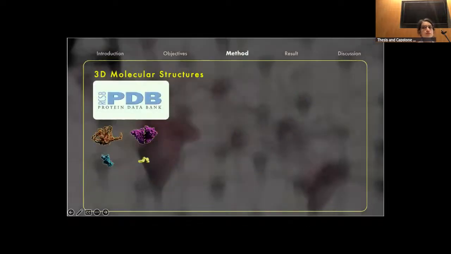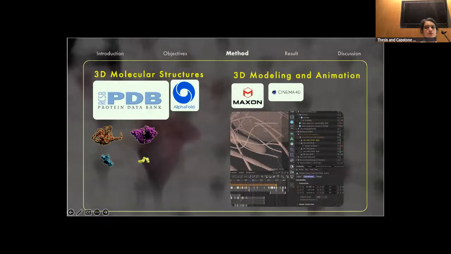To begin with, the relative sizes of the molecules were first established from research and the molecular structures obtained from the RCSB Protein Data Bank. And since the structure of PARIS was not fully realized, predictive AlphaFold AI was used to obtain an approximation. The structures were then brought into Maxon's Cinema 4D for 3D modeling using the EPMV plugin. Then the scenes were eventually rendered using Maxon's Redshift.